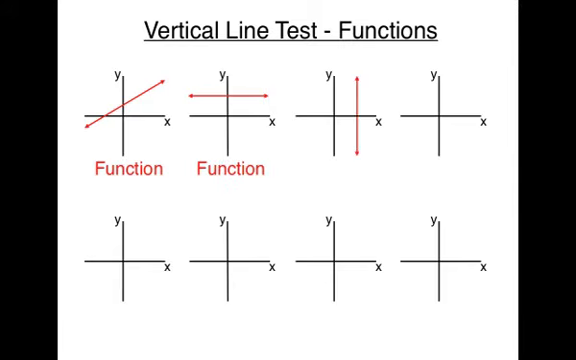Here's my next line. I drag my vertical line across, and right there, is it touching more than one part? It's touching the whole thing. So what this is basically saying is you've got one x value, one phone number, and when you call it, you could reach anybody in the entire world. You don't know who you're going to get. And that's not a functioning phone, so it's not a function.